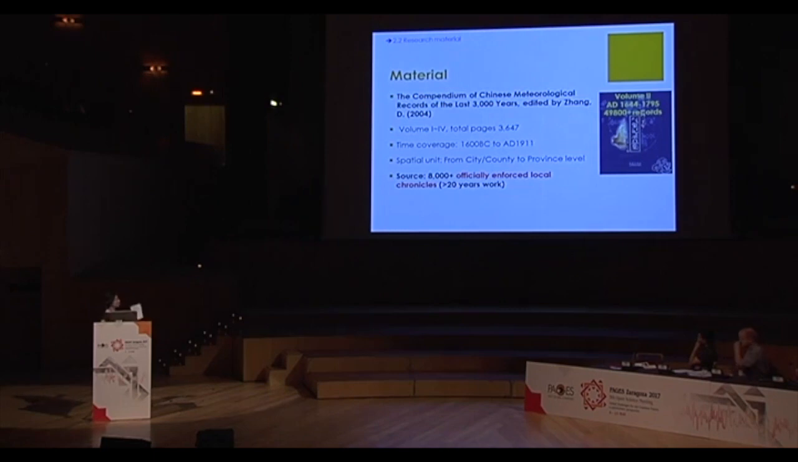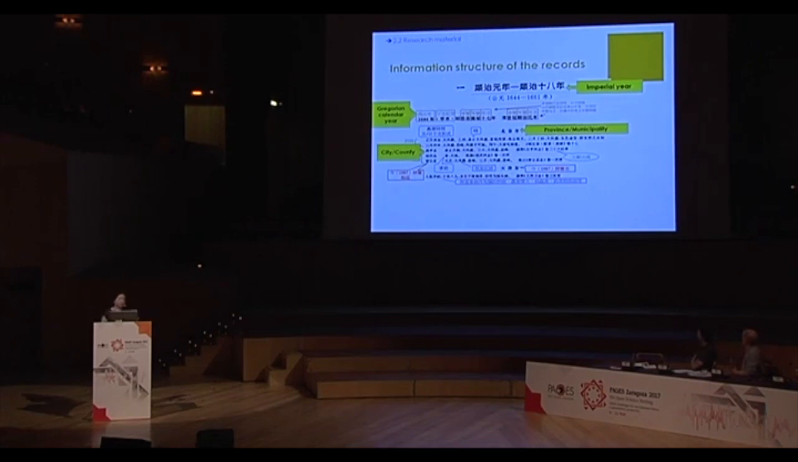We are starting by constructing the data from volume 3, which is the Qing dynasty from the mid-1700s, that is, from the Maunder Minimum era. Within this volume 3 alone, we have collected over 49,000 records in our data set. So very briefly, this is the information structure of the records.